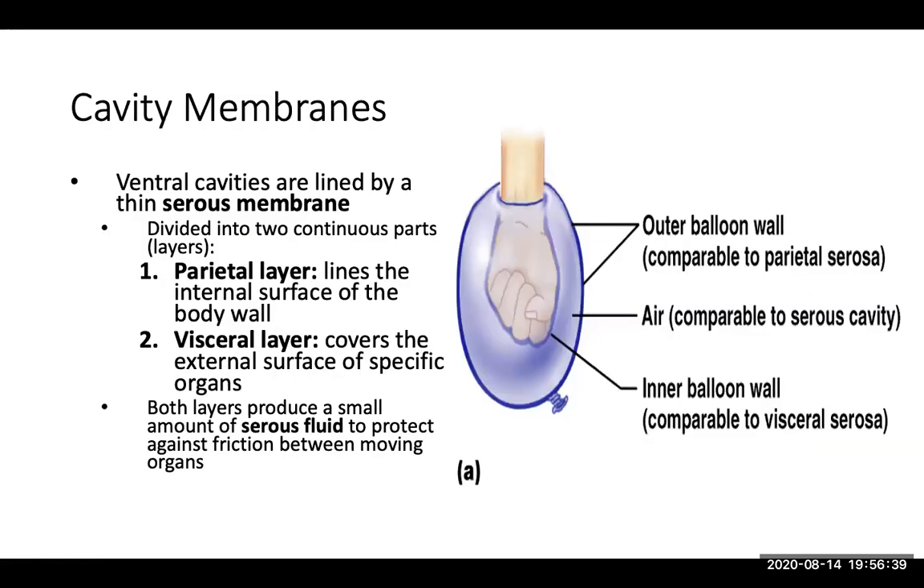Cavity membranes: ventral cavities are lined with a serous membrane, which we divide into a parietal and a visceral layer. Whenever you see the word parietal, that will line the internal surface of the body wall, and the visceral layer covers the external surface of that specific organ. Both layers produce a small amount of serous fluid to protect against friction between moving organs. So it just provides a level of protection.